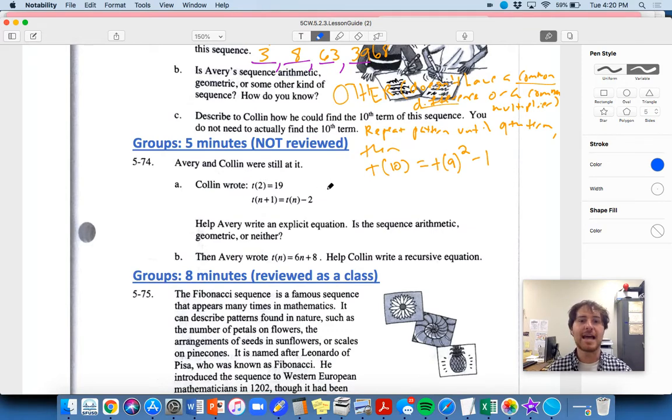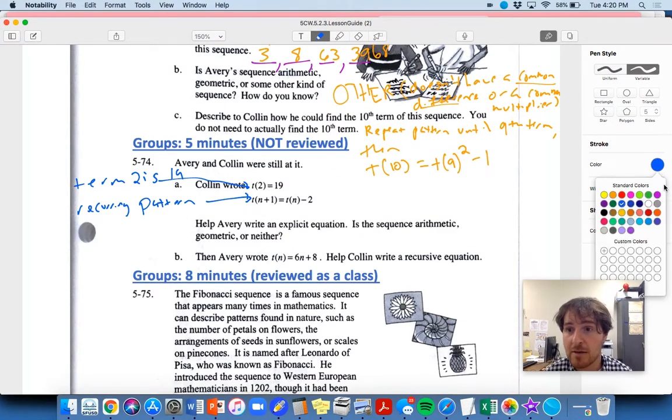Okay, Colin wrote this. T of 2 equals 19. T of n plus 1 equals T of n minus 2. So let's break down what the pattern is. Remember, we got two things. We have a pattern equation, a recurring pattern for a recursive sequence, and then I also have a term equation. So term 2 is 19. That's easy enough. My second term is 19 right here.